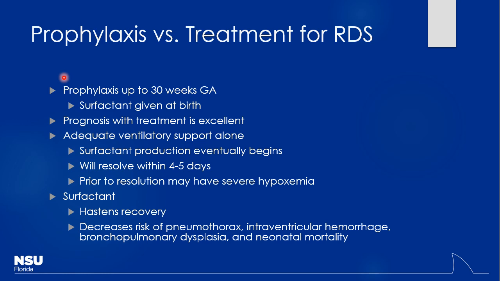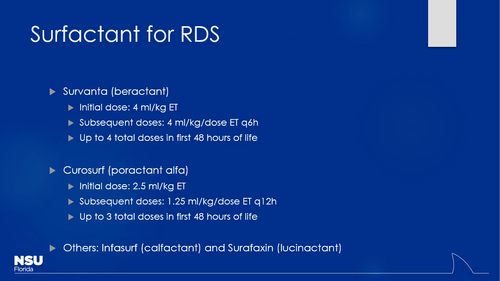But basically, by giving them prophylactic surfactant, it helps them maintain good respiratory function. It will help prevent severe hypoxemia or anything else that can happen due to a lack of it. There are a couple of different forms out there, and just be familiar when you see something like Beractant or Poractant. These are the generic forms of the surfactant that we have, so we have different products there.